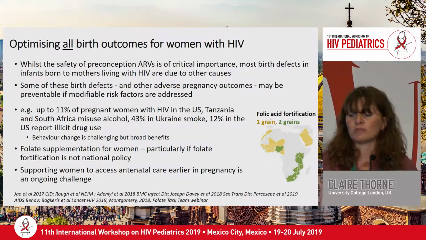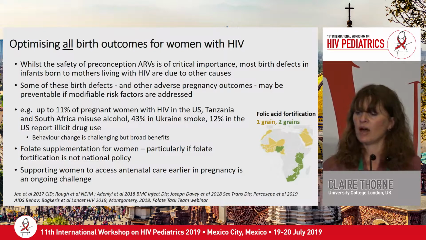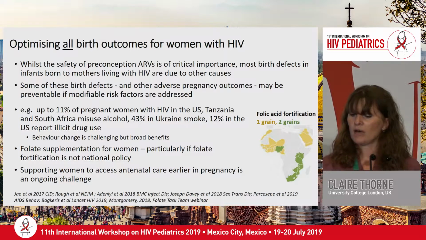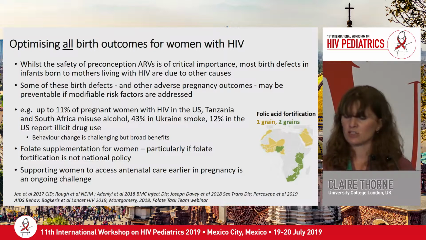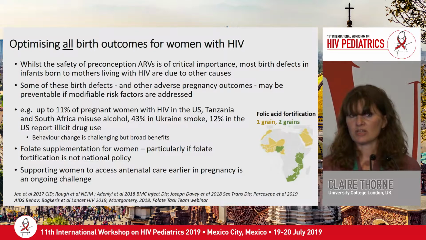So, for example, up to 11% of pregnant women with HIV in the US, Tanzania, and South Africa misuse alcohol. 43% in Ukraine smoke. 12% in the US report illicit drug use. So, of course, behaviour change is challenging, but it will have broad benefits for this woman and her children. Folate supplementation has been touched on already today, so this is something to be considering. And of course, supporting women to access antenatal care earlier in pregnancy.